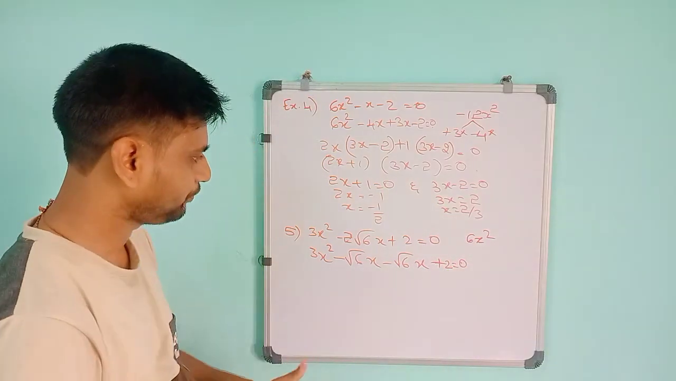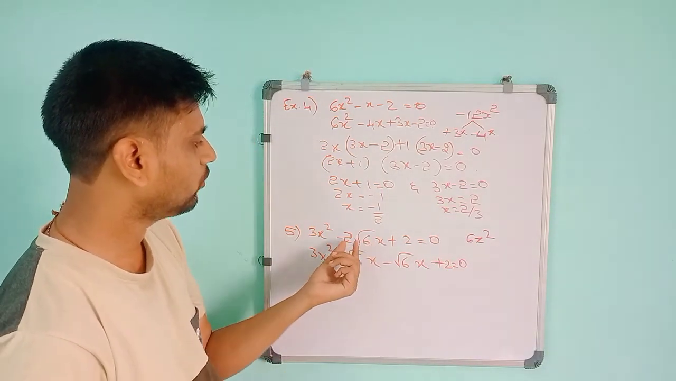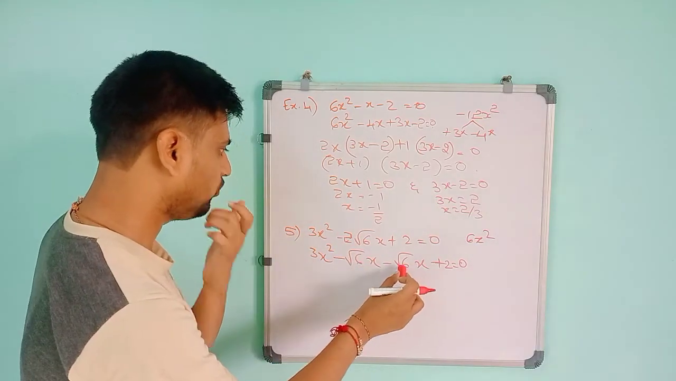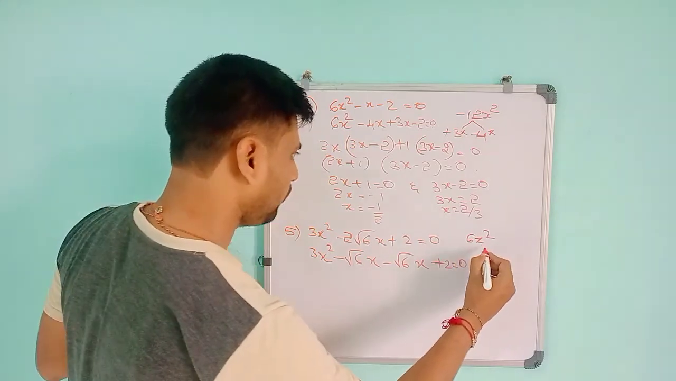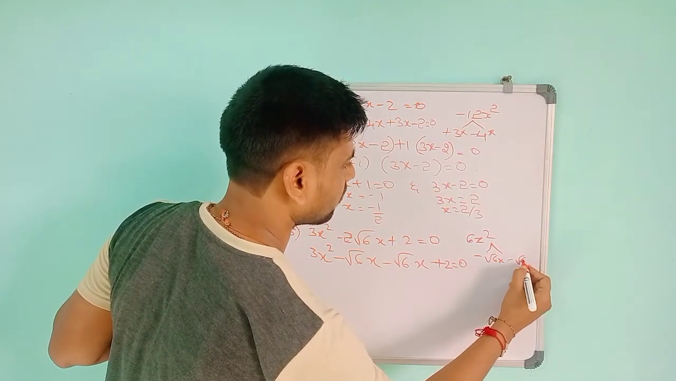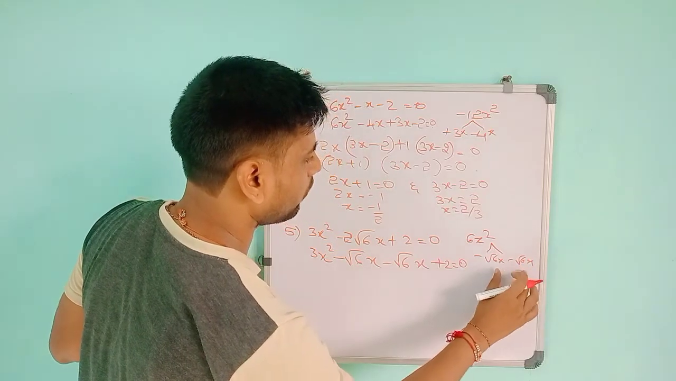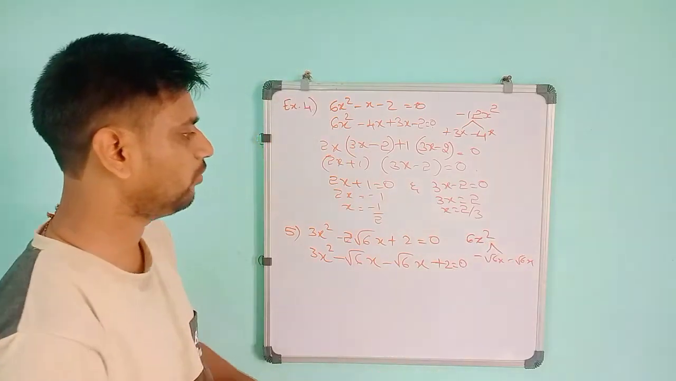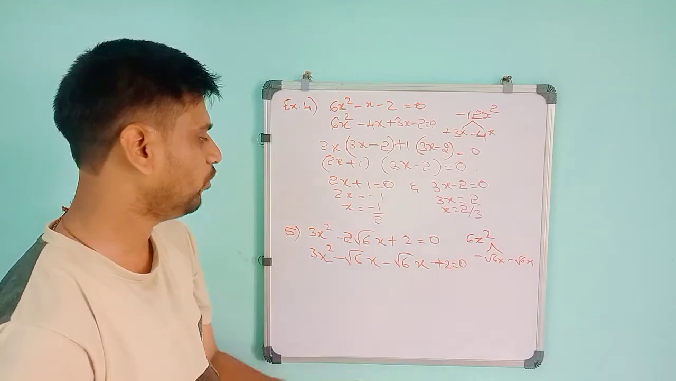Why? Because root 6 twice becomes 2 root 6, the root should be the same value. So minus root 6 minus root 6 is minus 2 root 6 x. If you multiply minus root 6 x and minus root 6 x, the square and square root will be cancelled. So it will become 6, and x into x is x square. So the product is also satisfied. So it is the correct number.